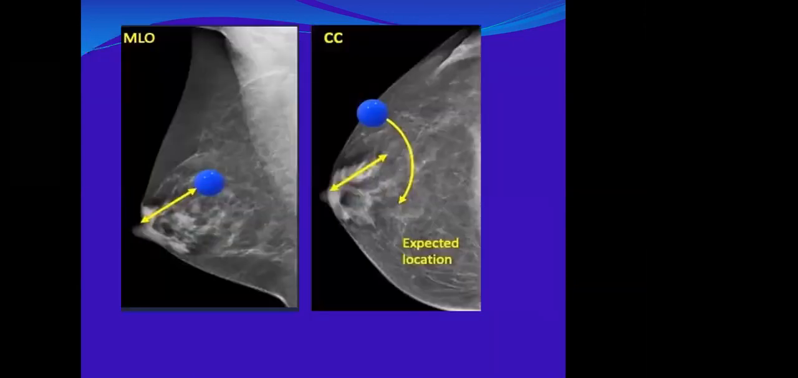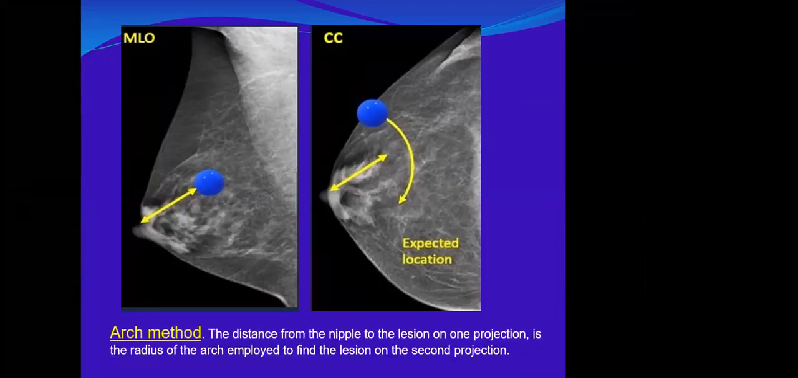What is this? What does it represent? This method? The arc method. For what? For calculation of asymmetry. Yes, to confirm the expected location of the lesion, the expected asymmetry in the other view.